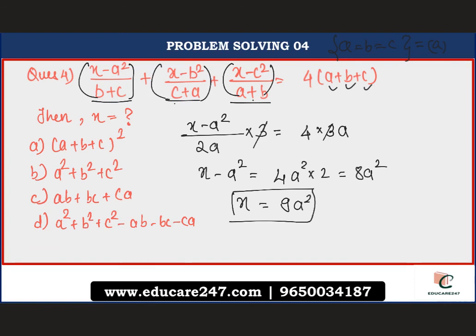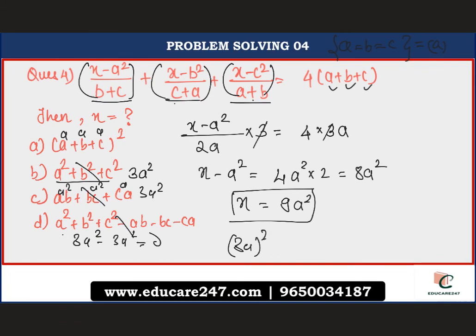So now what we'll do is we'll just cross check the options. If you put a is equal to b is equal to c in option B, you'll get this as 3a square. You'll get this as a square, a square, a square. This will be also 3a square. This is also eliminated. And this will be 3a square minus 3a square. This will be 0, right? And if you put over here a and a, you have 3a square, right? This will be equal to 9a square, which is the answer that we got, right? So it is verified. Option number A is your correct choice, right?